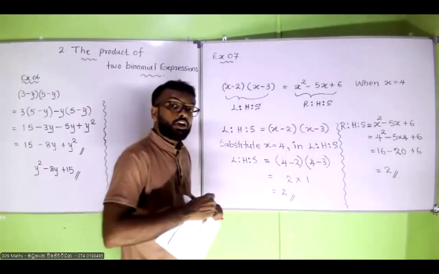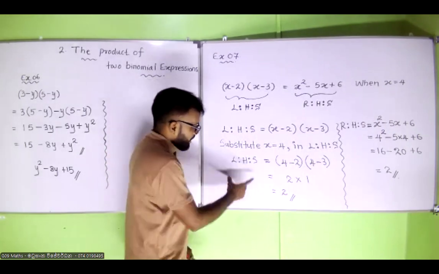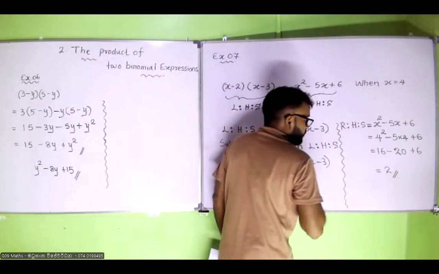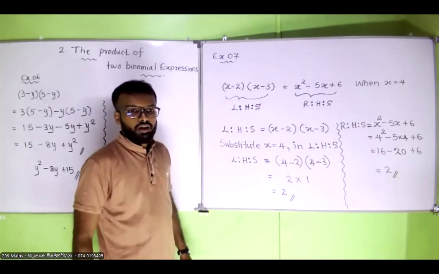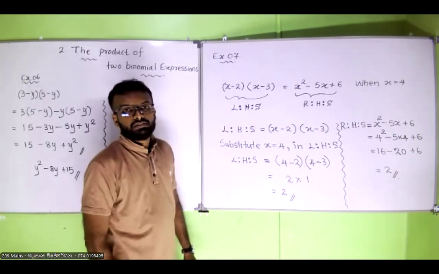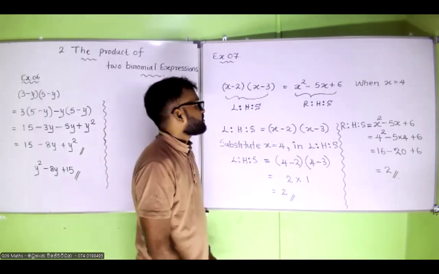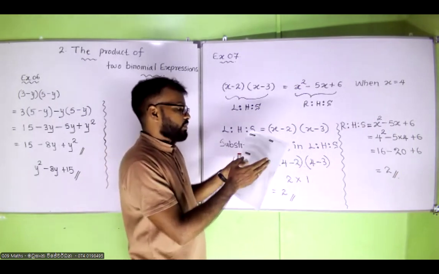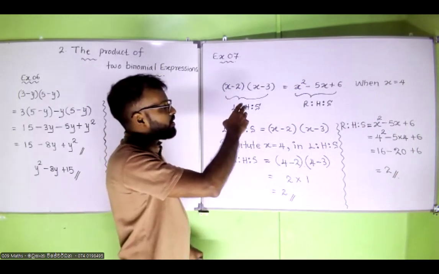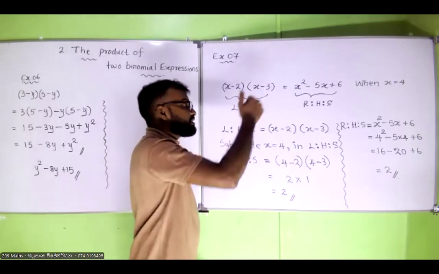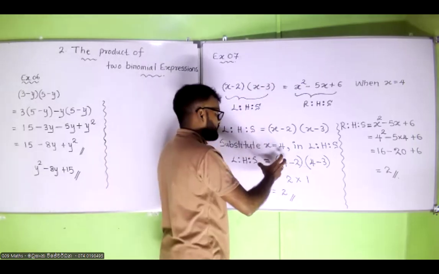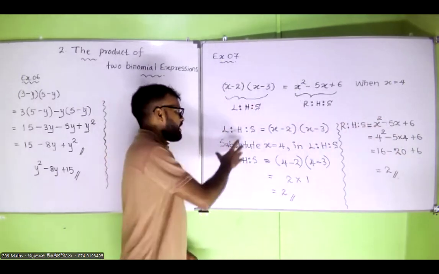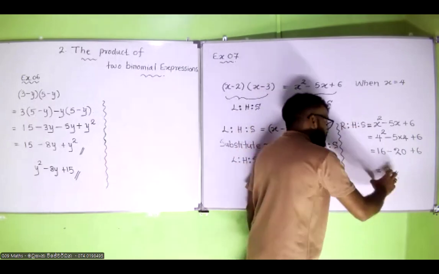Now what you can see? LHS value is 2. RHS value is also 2. So LHS equals RHS. So they are saying show that x minus 2 into x minus 3 equals x to the power 2 minus 5x plus 6 when x equals 4. Now you have substituted x equals 4 here and also x equals 4 here. Now you have obtained LHS equals 2, RHS equals 2.